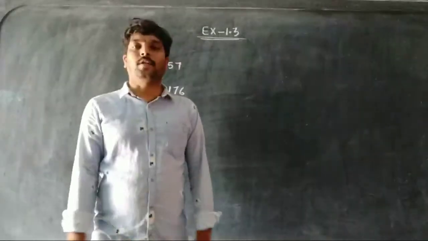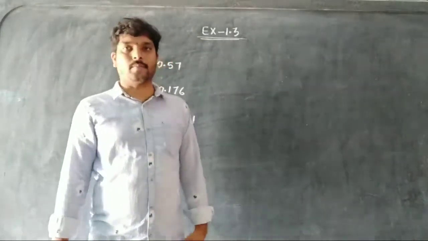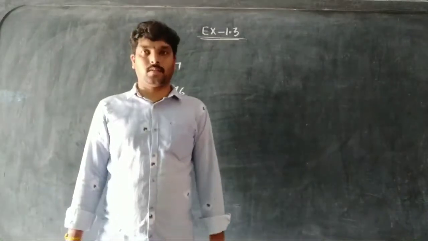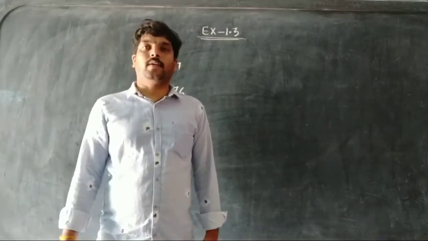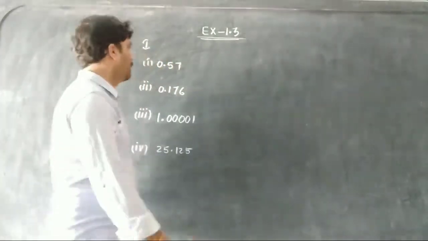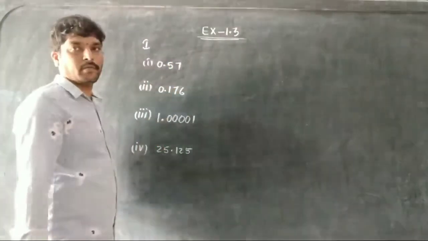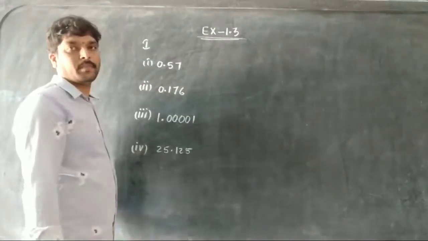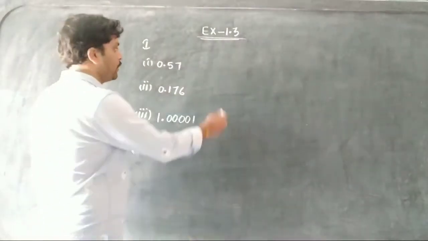Discuss about rational numbers exercise 1.3; exercise 1.2 in the previous video is completed. Now exercise 1.3, first bit: expressed in p by q form. Here in the first bit there are 4 questions. They are given in decimal form, converted into p by q.